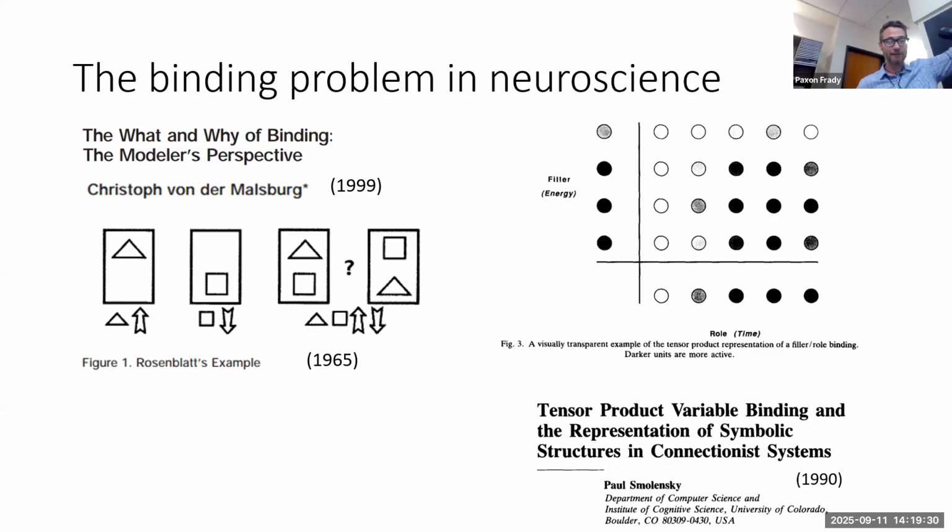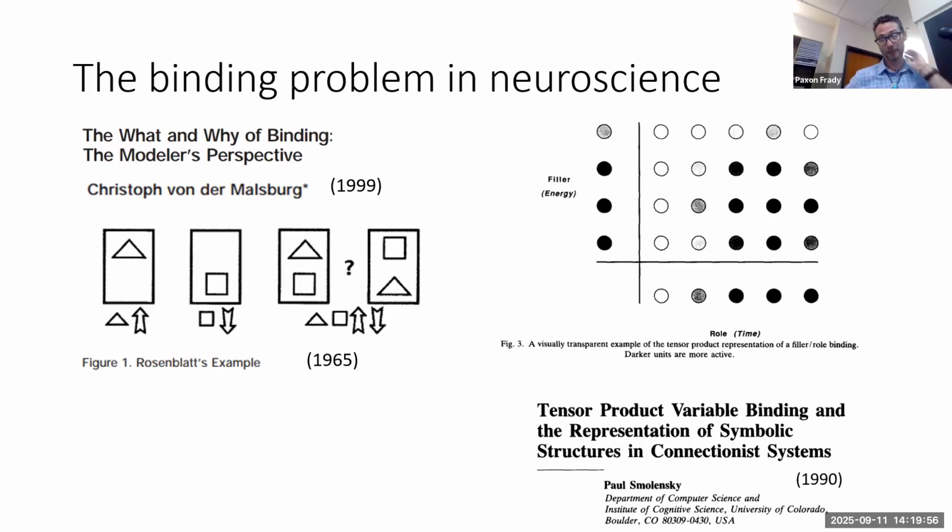And so we can represent the left two things fine, but then we get to the right thing and we have up triangle and down square, or we have up square and down triangle. But in both cases, we would just turn all four of the neurons on, right? And so now we've lost the connection between the triangle is up and the square is down. And this is known as the binding problem. But there's actually a very simple answer.